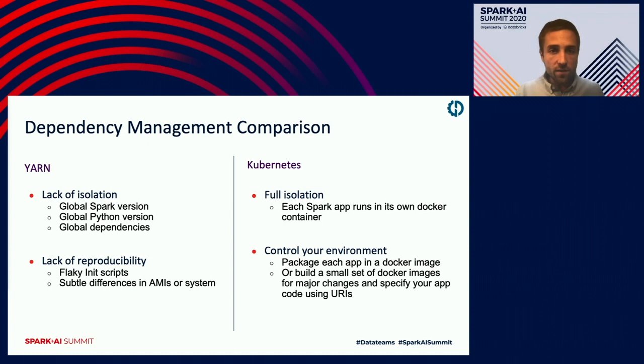Now, in Kubernetes, on the other hand, each Spark app has its own Docker image. This means you can have full isolation and full control of your environment. You pick your Spark version, your Python version, your dependencies. Some of our customers use Docker to package all their dependencies and build a new image for each app. And others prefer to use a small set of base images, and in this base image, they put their more heavy common libraries, and then they just add their execution code dynamically on top.